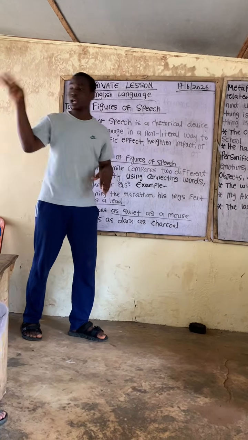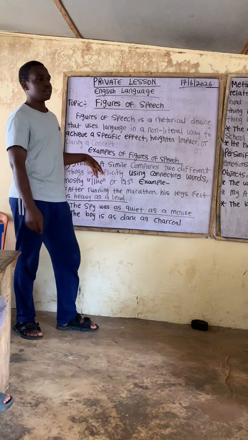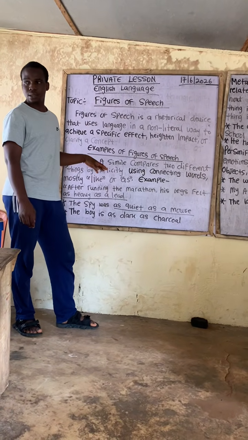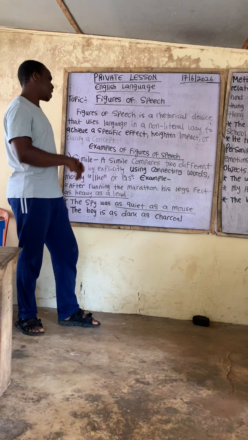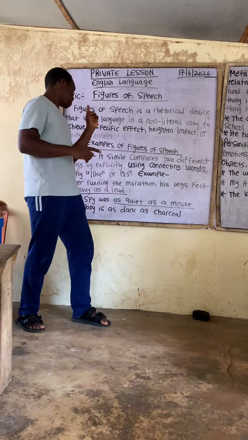We then moved to the examples of figures of speech. We started explaining them. We got to this one, simile, and I'm trying to explain to them that simile compares two different things using connecting words, mostly like or as.